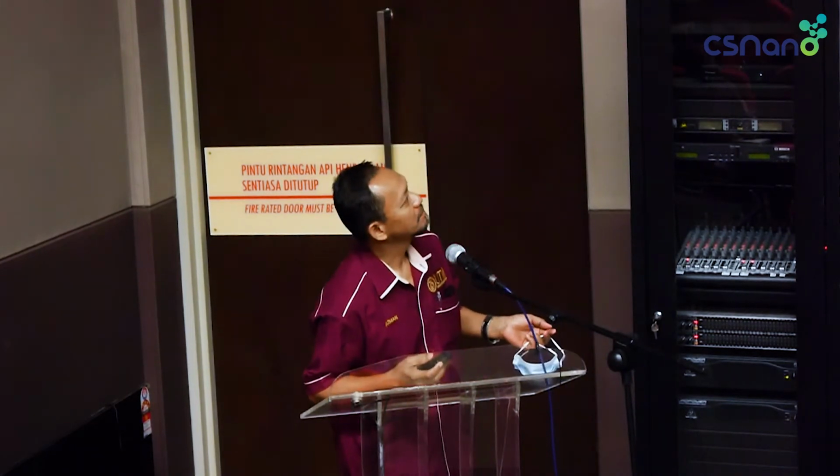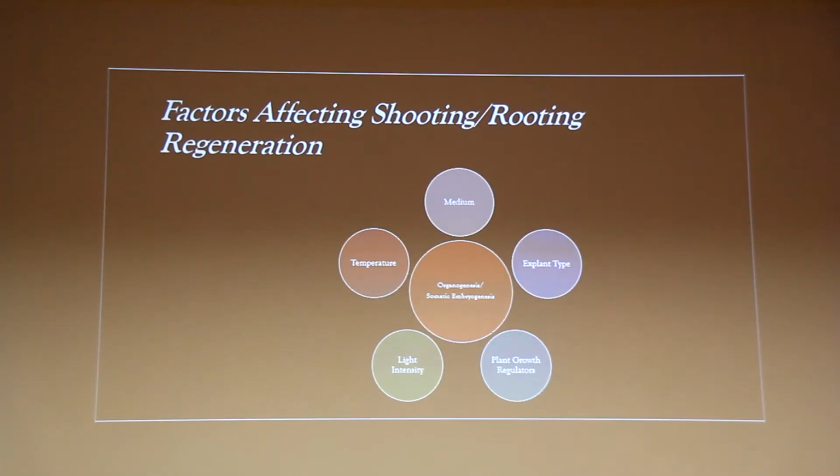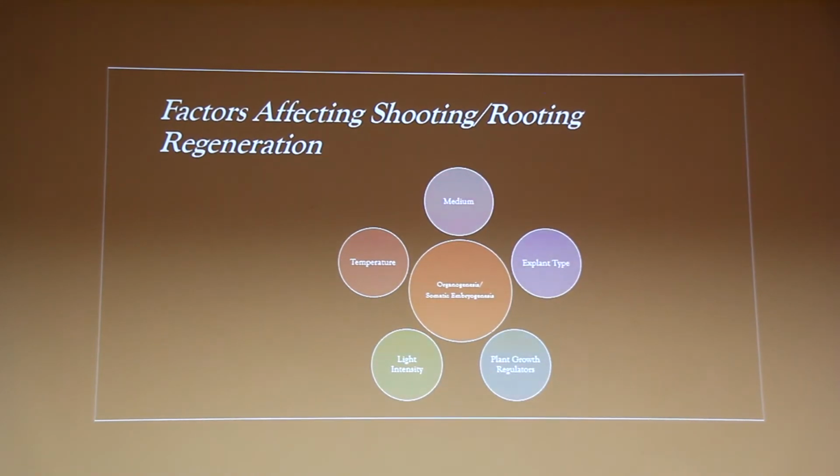And then light intensity is how you play around with the light. Why is light so important? Because you want the plant to initiate photosynthesis, so you need to have light. Light intensity involves a spectrum of wavelengths, from UV up to long wavelength to short wavelength, and different wavelengths will promote either organogenesis or somatic embryogenesis.